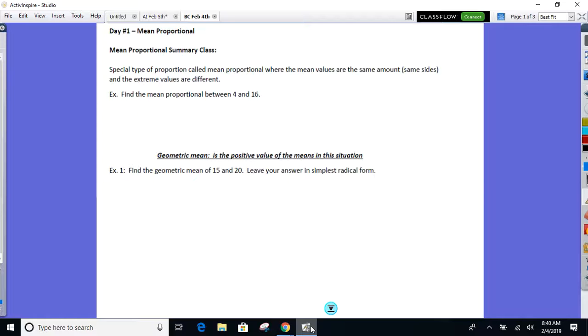Let's just do a quick review of what are the means and what are the extremes before I show you one here. A over B equals C over D. Where are your means located? Means are B and C, and where are your extremes located? A and D. A mean proportional is a proportion in which the means are the same and the extremes are different. Let me show you a quick example of a mean proportional.